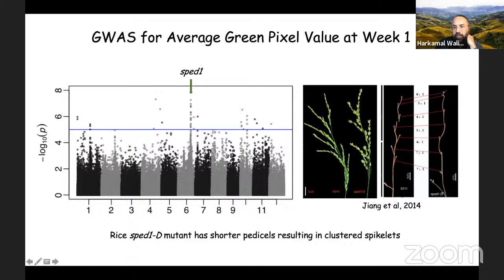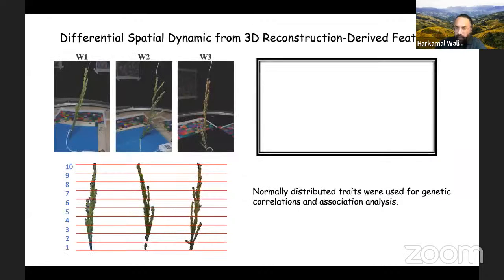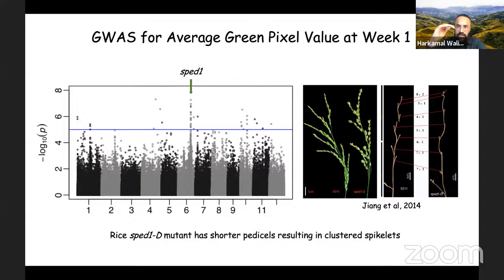So if you have a mutation in this gene, this is 9311, which is a wild type, you get pedicels that are much shorter. So the panicle is actually more compact, which is shown here in the image on the left side. This is a regular wild type panicle, and this is the one that has the shortened pedicel, hence a more compact one. So our imaging is able to pick up, and this is just one instance, genes that are known to impact panicle architecture, and we can find that there's genetic variation for this gene in the rice germplasm.